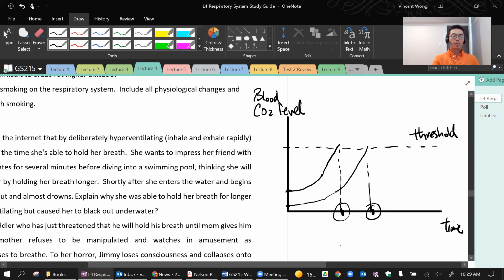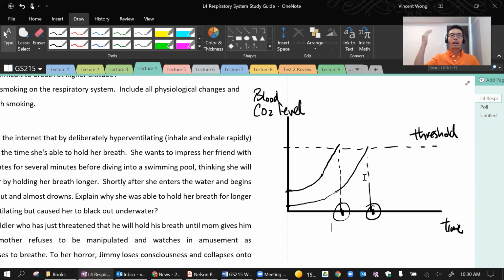Okay. The problem is if you do it on land and then you hit the threshold, then you just breathe, right? Like once you can't hold it anymore, you just breathe. Okay. But if you're underwater, there's a problem here with a person, with Melisandra. The problem is she's swimming underwater. This technique does not increase the amount of oxygen in your system. It just tricks your brain into not breathing by artificially lowering the carbon dioxide level.